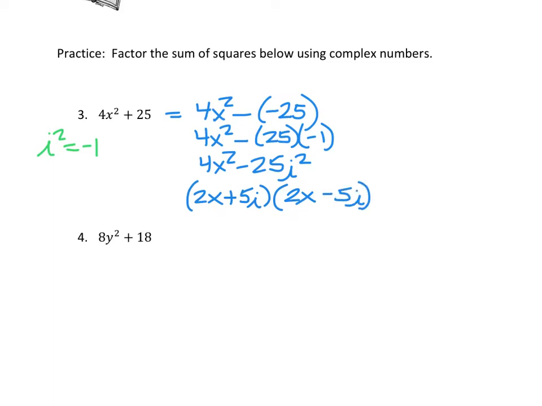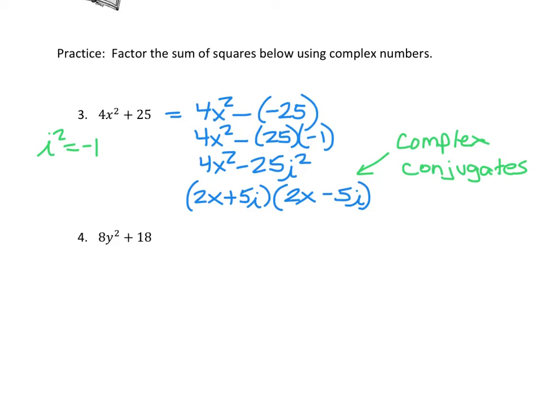So what we have here is when we have the sum of two perfect squares, the only way I can factor that is with complex conjugates. So instead of real conjugates, we have complex conjugates. Remember, complex conjugates are when the real parts are identical and the imaginary parts are opposite. Okay, let's go ahead and try one more example here.